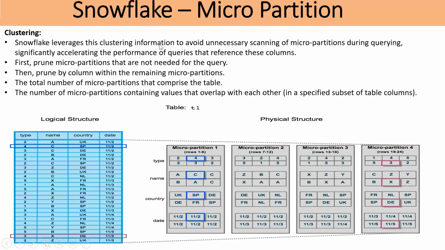So what is the advantage of clustering? Avoiding unnecessary scanning of micro partitions during querying. That means it knows the data is orderly organized, and the metadata is also organized. When you're trying to read part of the file, it knows the data is organized, and it goes and reads. If you have data in 10 different files in 10 different locations, and that is not ordered, then it becomes difficult for Snowflake to read that.